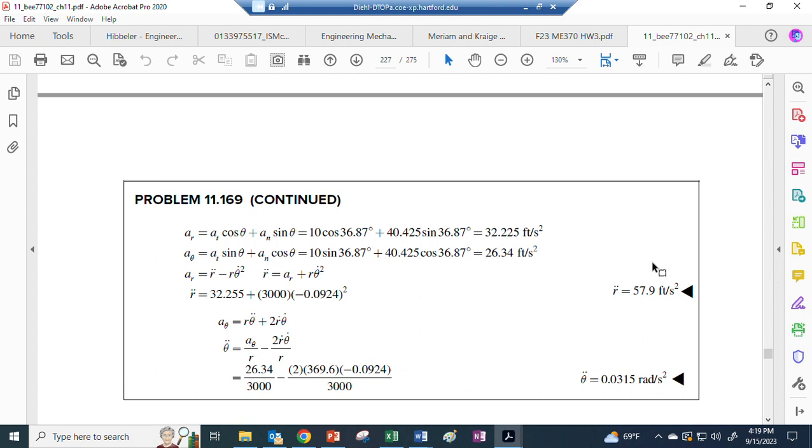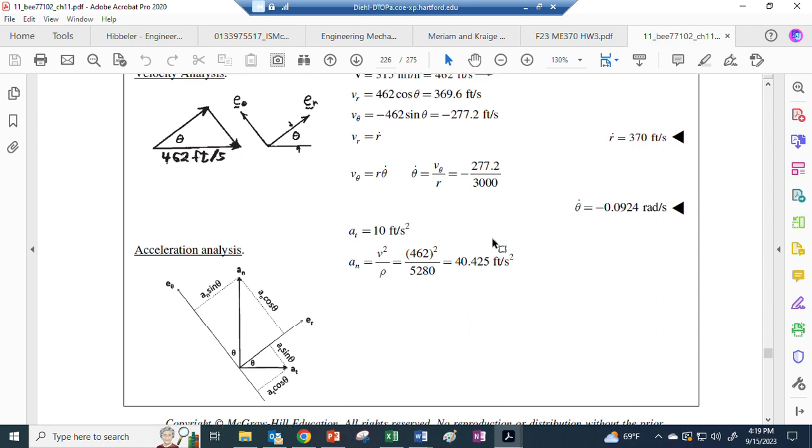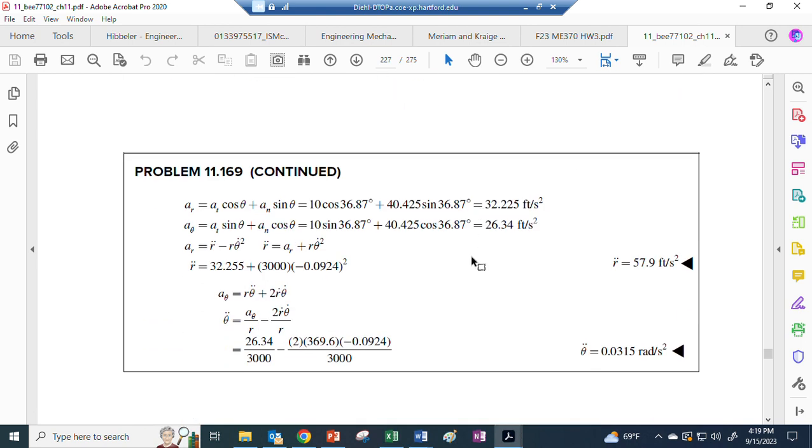I got the R double dot correct. I don't have the R double dot. R double dot, not theta double dot. How do I do theta dot? I got that right. R dot's a little off. Well, they rounded up. They rounded up, so they went to 370. It's just theta double dot. And yeah, that's what I got for the answer.